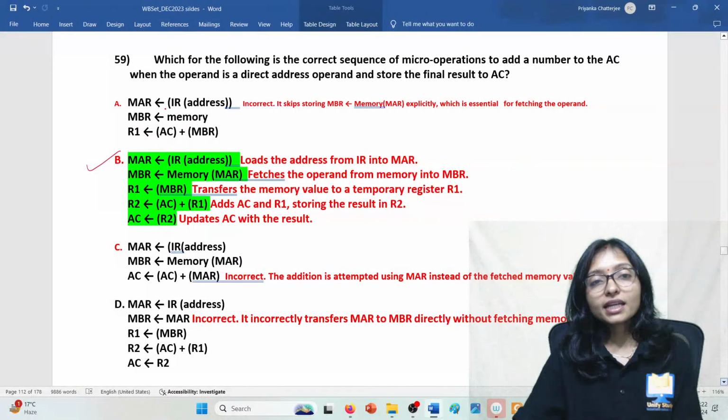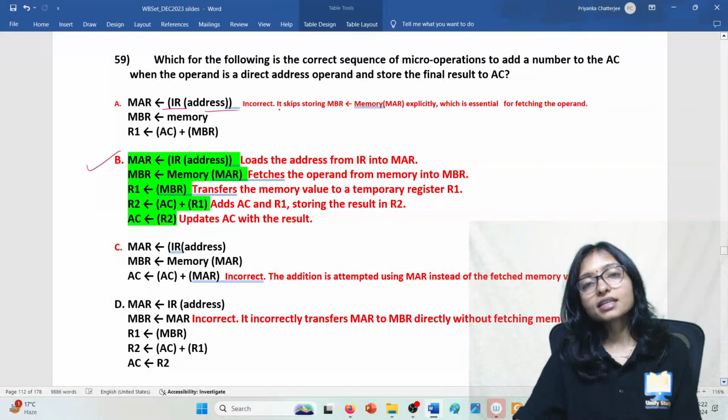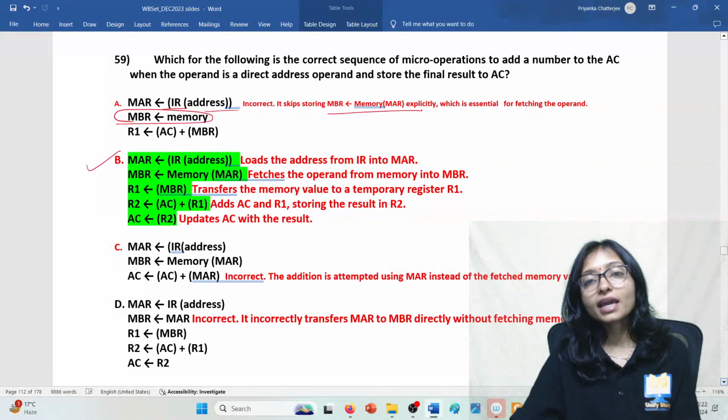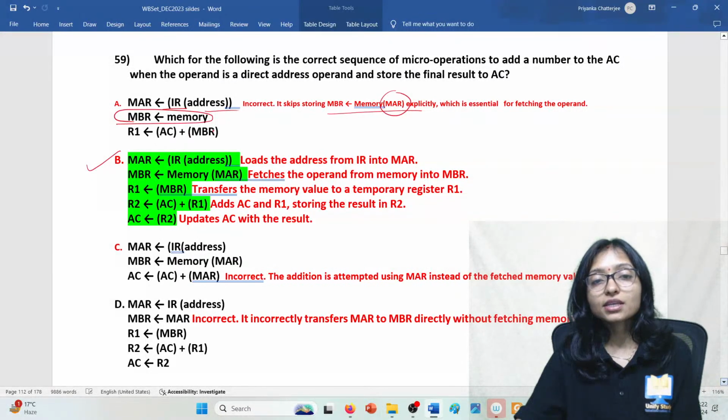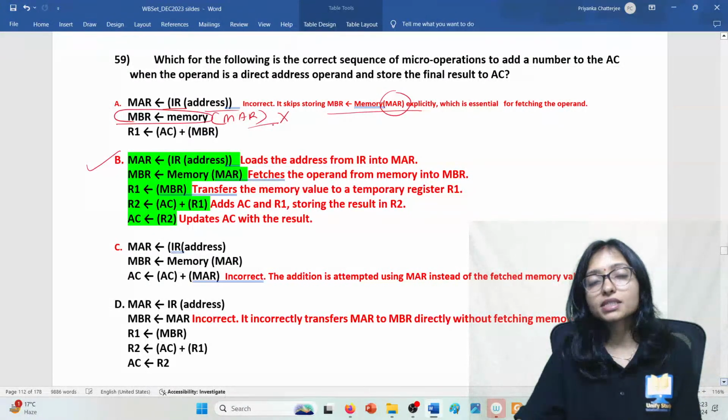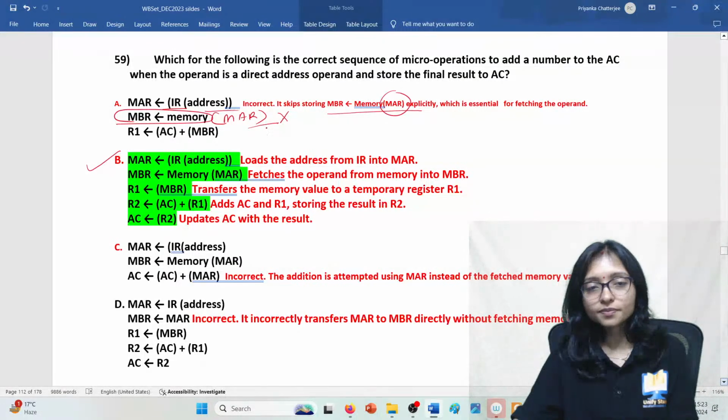Here we are doing instruction register. This is incorrect because it is keeping the MBR. MBR you are taking directly to memory. MBR memory MAR. Here you have to take MAR. This MAR is missing. Memory address register you have to change to the memory buffer register. This part is missing here. That's why it is wrong.